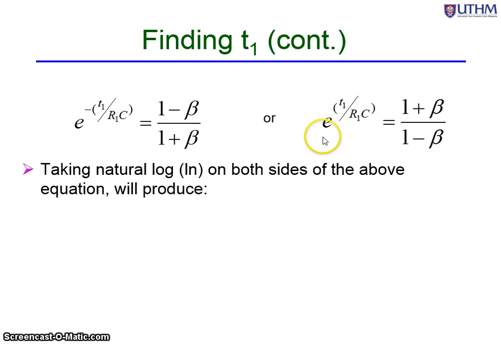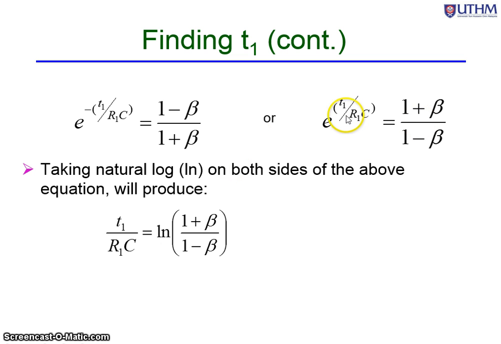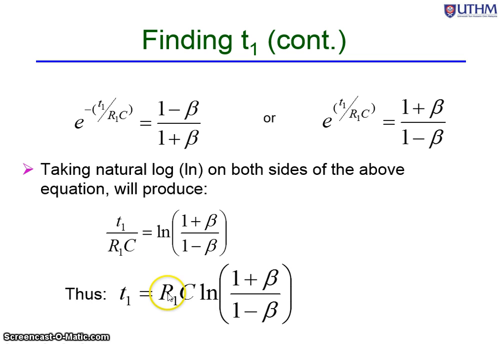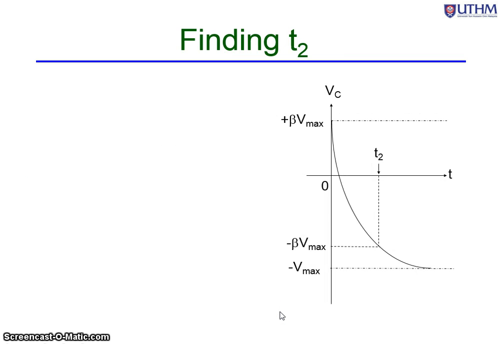The natural log of this, the natural log of this, will produce T1 over R1C, and this is from the natural log of 1 plus beta over 1 minus beta. So my time T1 will be simply R1C, which is tau 1, times natural log of 1 plus beta over 1 minus beta. Okay, so that is for the charging time.